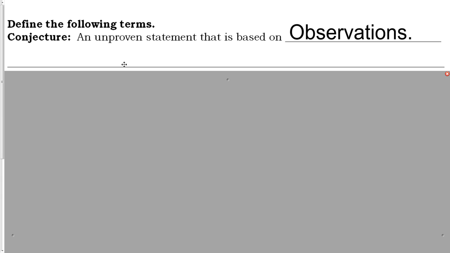So, first definition is conjecture, and what a conjecture is, it's an unproven statement that is based on observations. So, anytime that you take a guess on something as to what's going to happen based on things that you've seen, what you're doing is you're making a conjecture. So basically, a conjecture is a fancy word for an educated guess. And if you want to write that down, you can.